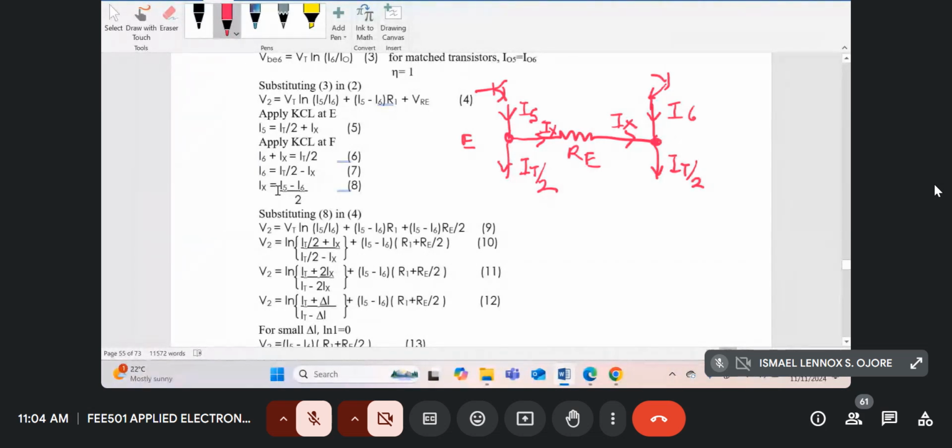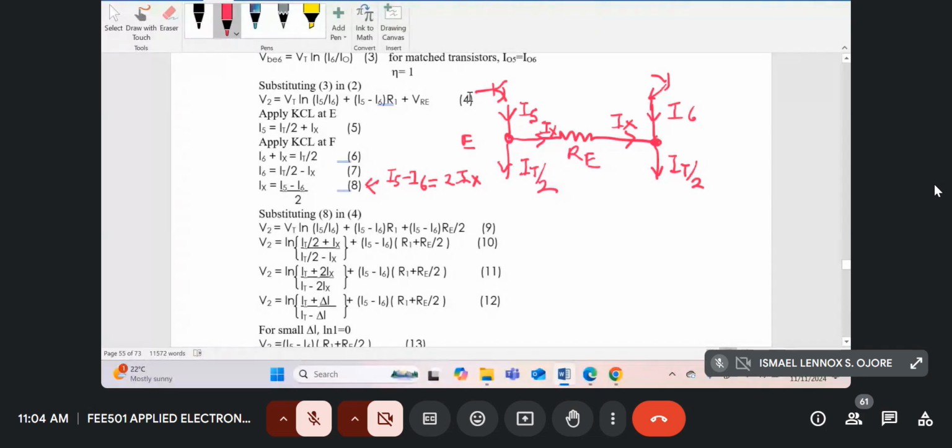What you do is, how I got this is just like how I did. Use I5 minus I6. You'll get it as 2IX. We've done it earlier on. That's why I just put the answer there. And therefore, IX is I5 minus I6 divided by 2.